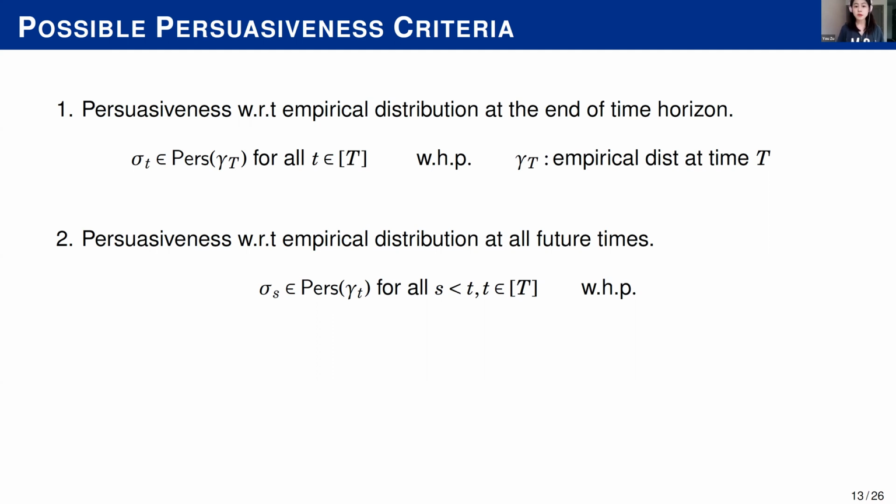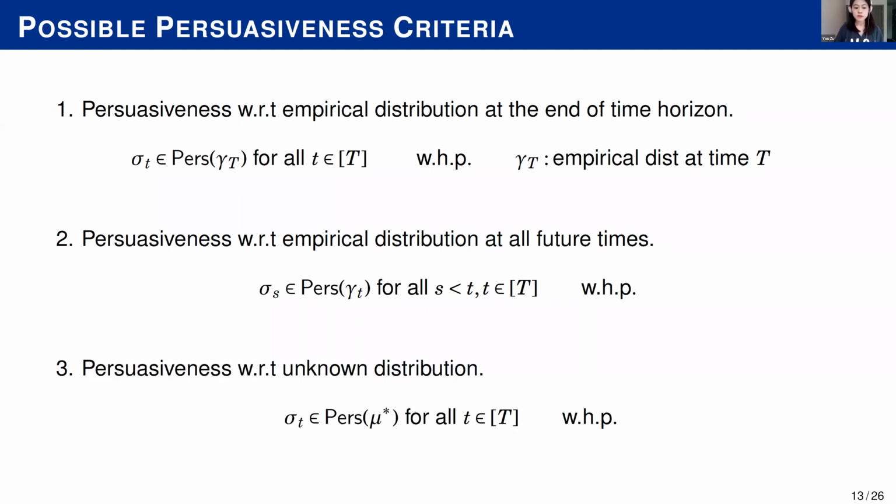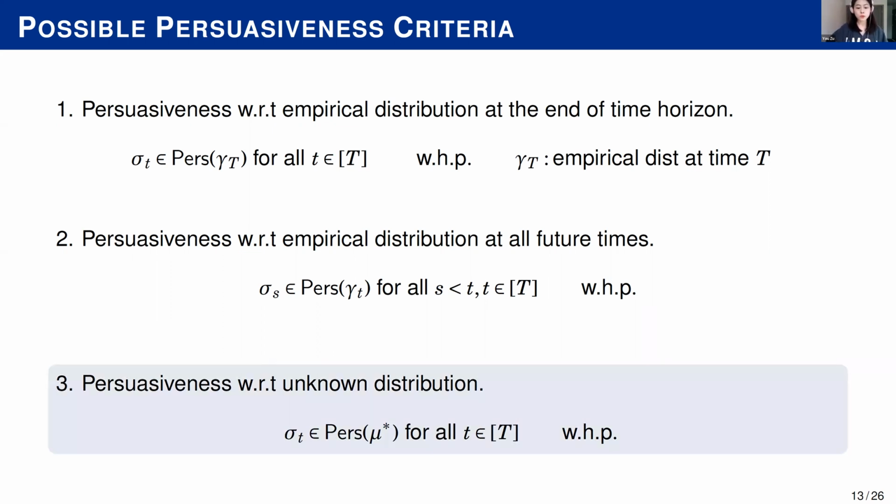So both are reasonable conditions, but we show that they are equivalent to the third condition, which says that all the chosen signaling mechanisms are persuasive with respect to the unknown distribution mu star. So this is what we want to pose for the persuasiveness condition.